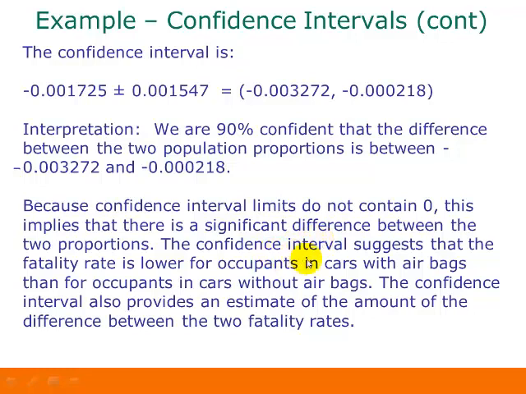So this confidence interval suggests that the fatality rate is actually lower for occupants in cars with airbags than for occupants in cars without airbags. And the other nice thing about this confidence interval is that it also does give us an estimate of the amount of difference between the two fatality rates. Now, both of these numbers are very small because luckily we're talking about fatality rates in accidents, and hopefully that's going to be small. But we can still get a picture of what the actual difference between the fatality rates is. So how much difference it makes to have an airbag or not have an airbag.